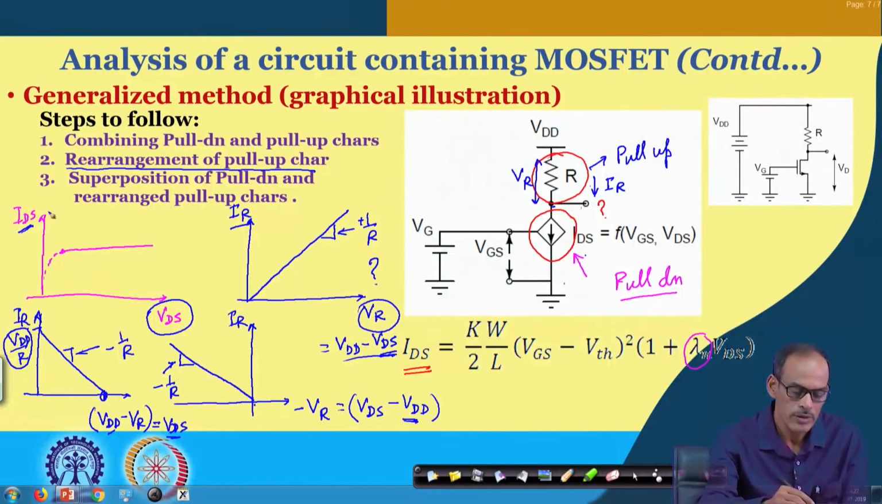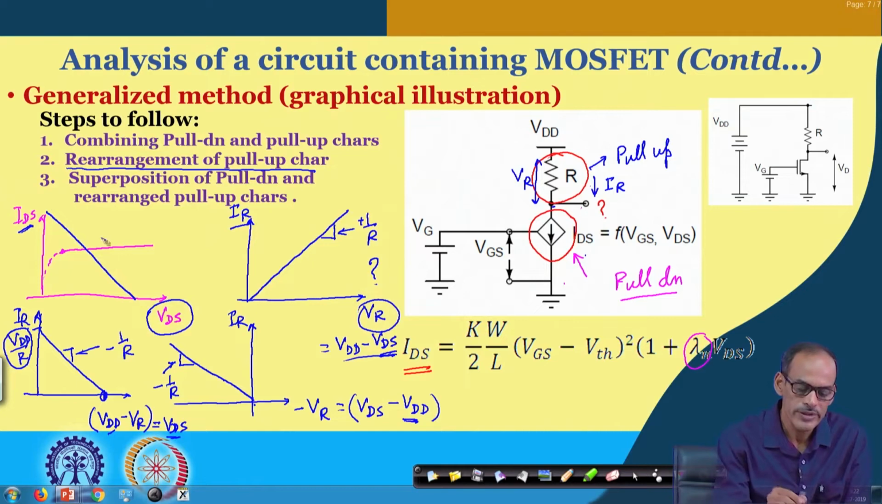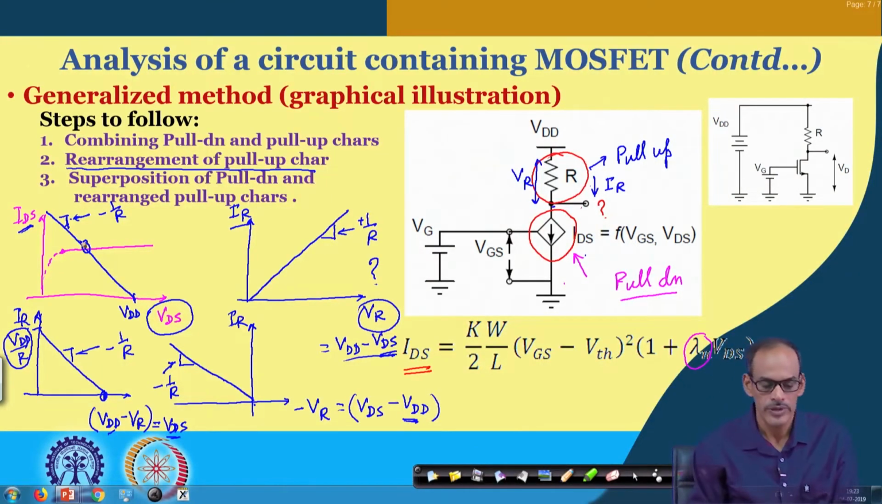Now we can superimpose the two characteristic curves. This is the characteristic of the load line, and its slope is minus 1 by r. Also this point is VDD, and wherever they intersect we call it the solution point or the operating point. This procedure, as I said, is very similar to the circuit containing BJT.